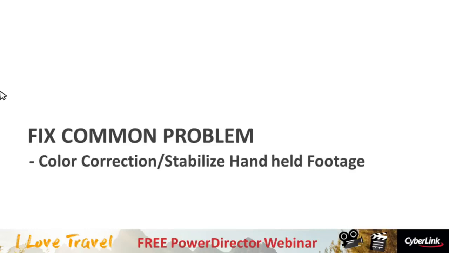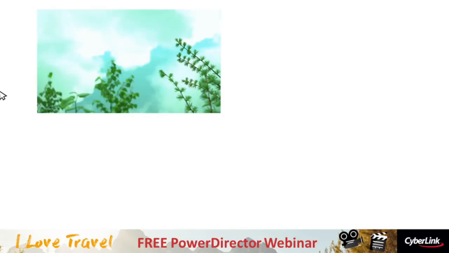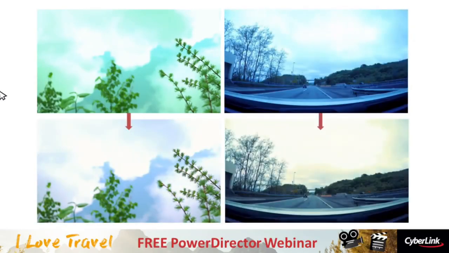And also the next part, we're going to show you how to do some color correction and how to stabilize handheld footage. So I got two different examples here. The first one, the sky, was shot by my Sony A7S2, but you can see the color is a bit too greenish. And the other one is shot by my GoPro, so you can see the color is just too blue. Later we'll show you how to fix the color balance in PowerDirector.